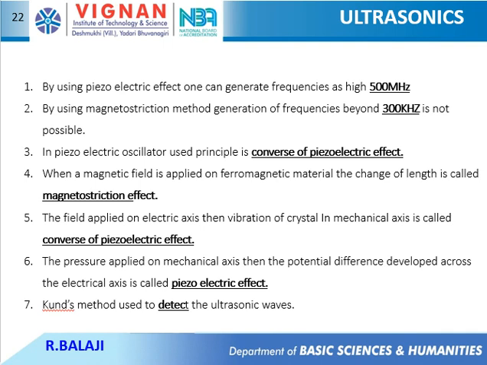By using the piezoelectric effect, we can generate frequencies as high as 500 megahertz. By using the magnetostriction method, generation of frequencies beyond 300 kilohertz is not possible. In the piezoelectric oscillator, the principle used is the converse of the piezoelectric effect. When a magnetic field is applied on a ferromagnetic material, the change of length is called the magnetostriction effect. When a field is applied on the electrical axis, the vibration of the crystal along the mechanical axis is called the converse piezoelectric effect. When pressure is applied on the mechanical axis, the potential difference developed across the electrical axis is called the piezoelectric effect.